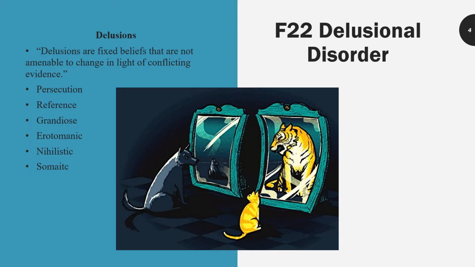Okay. We're looking here specifically at F22, delusional disorders. Delusions are fixed beliefs that are not amenable to change by conflicting evidence. This is what makes delusions so difficult. Learning to test reality and challenging your client can be a little dangerous. Okay? So we're going to look at a couple of these delusions right now.